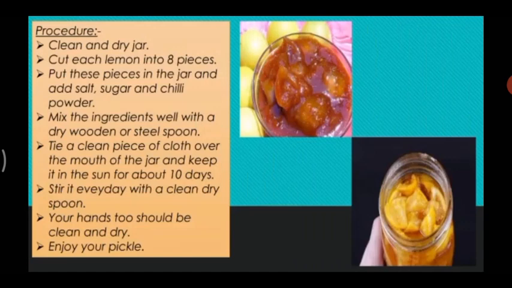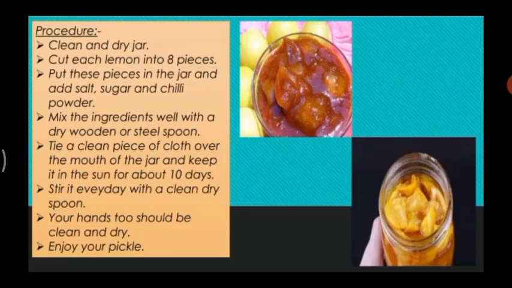Now, all the materials are ready with you. Now, how are you going to make it? That is the procedure. To make this pickle of lemon, you require a clean and dry jar. Cut each lemon into 8 pieces. Put these pieces in the jar and add salt, sugar and chili powder. Then mix the ingredients well with a dry wooden or steel spoon.